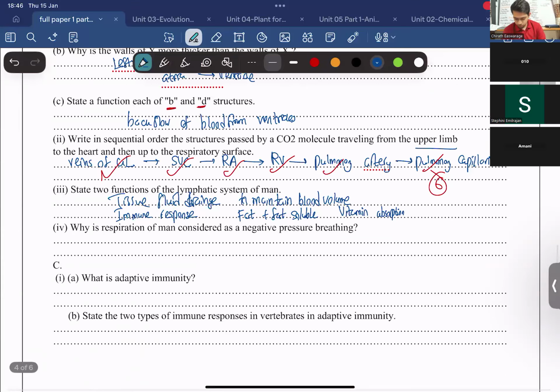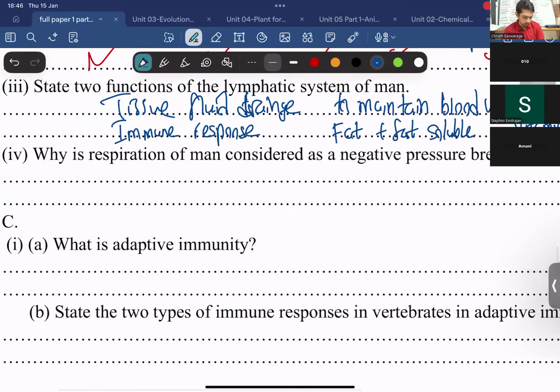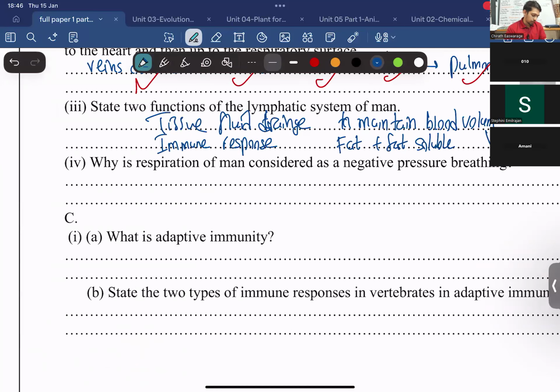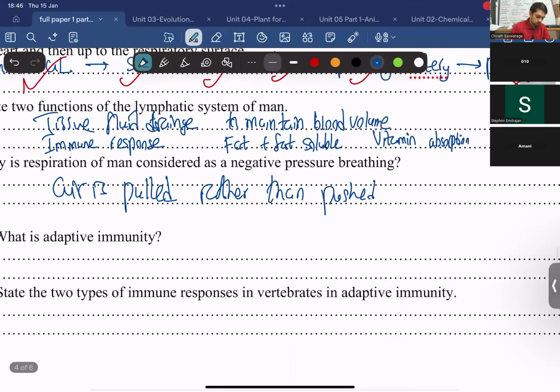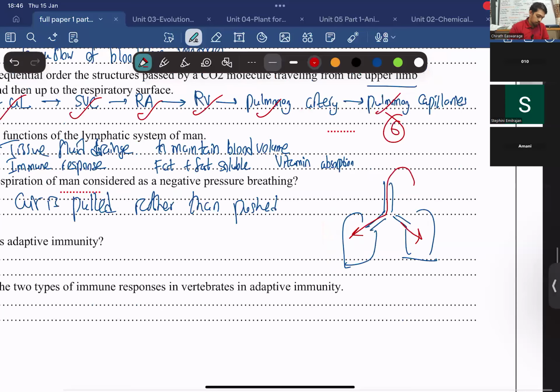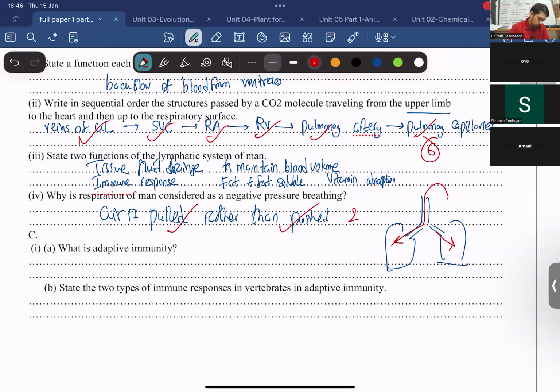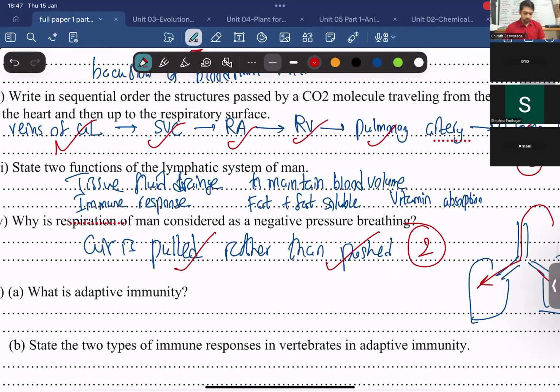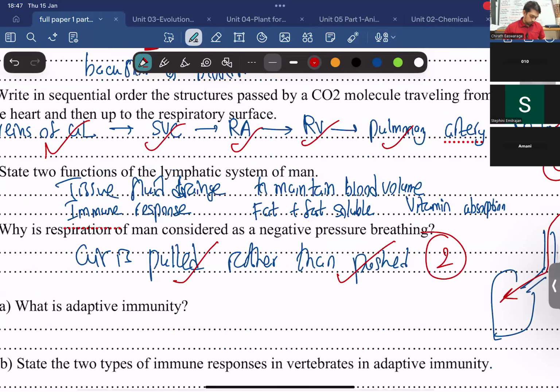Why is respiration of man considered as negative pressure breathing? Simply you can explain this. Air is pulled rather than pushed into your lungs because of the reduced pressure inside. The outside atmospheric air is going to rush in. Negative pressure breathing. Air is pulled. Very good. Pulled rather than pushed. 2 marks. Two functions of the lymphatic system, I'll give 2 marks, right?